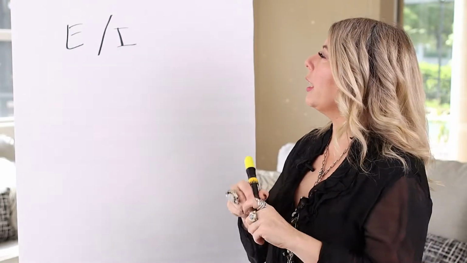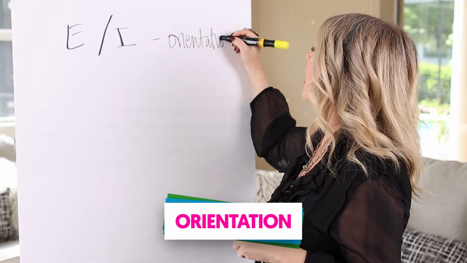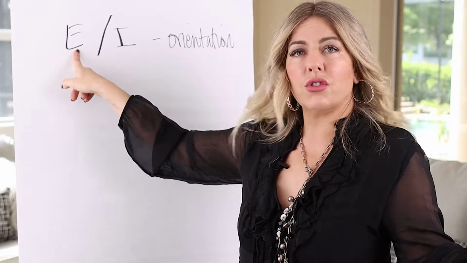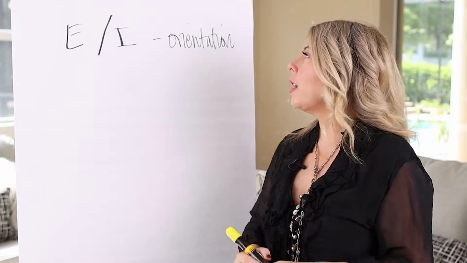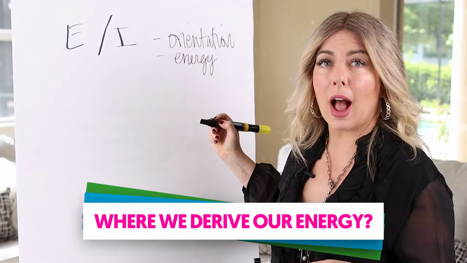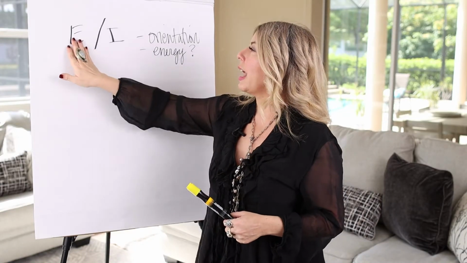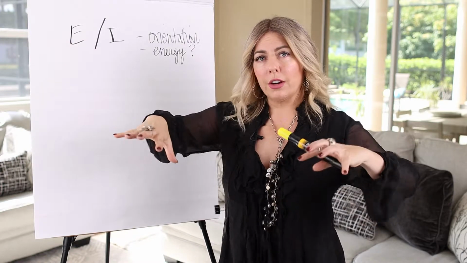What we're looking for here is what we call orientation, all right? Simply that, are we oriented towards the external world, extroversion, or are we oriented toward the internal world? Another way to look at this is where do we derive our energy, right? Do we find ourselves getting very energized in groups of people around others? That's me.